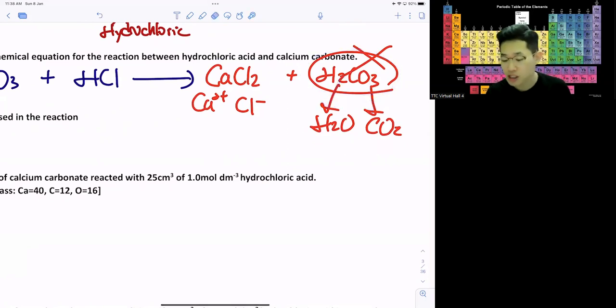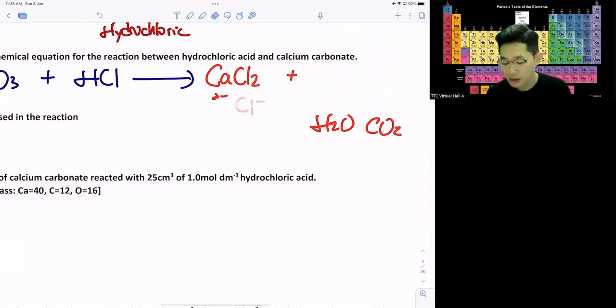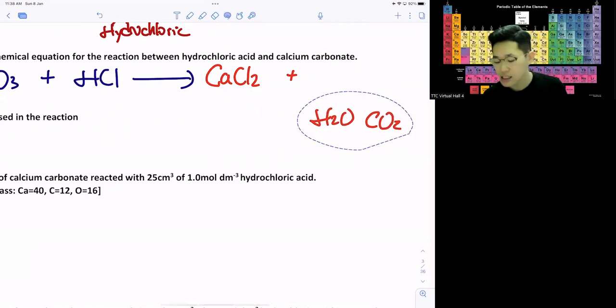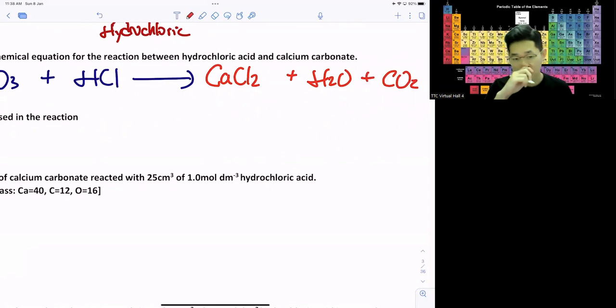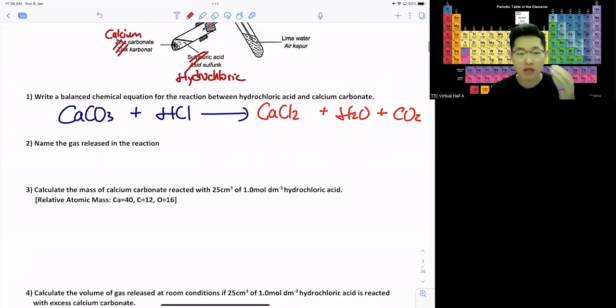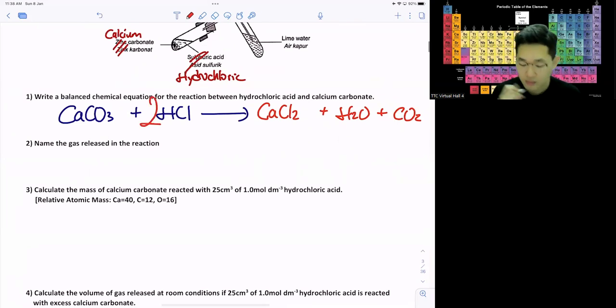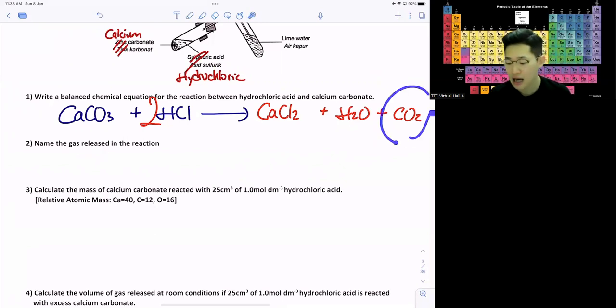So this equation is going to be CaCl2 plus H2O and CO2. Every time you write an equation, don't forget to balance it. So here it will be 2HCl. Name the gas released in the reaction. What gas is released? Carbon dioxide gas.